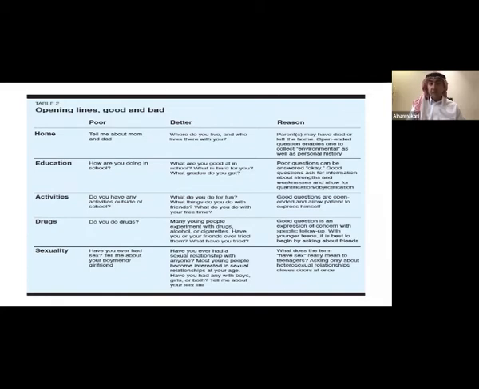The better version of that question: where do you live, as I mentioned, and who do you live with at home? That's one of the things that can minimize the diversity of the teen's answers. Education. A poor question to ask: how are you doing in school? The better version is: what are you good at in school, and what is hard for you? How are your grades? Are they getting better, still the same, or getting worse?